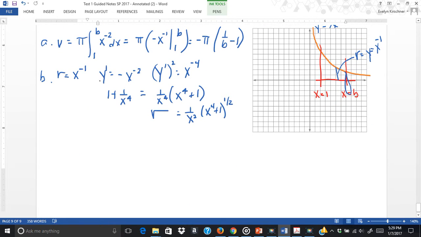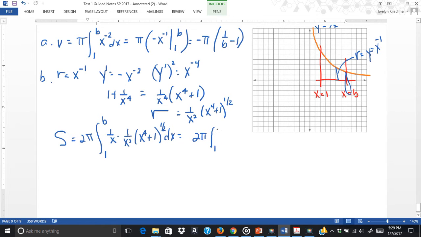So now I know that my surface area is 2 pi, the integral from 1 to b of 1 over x times 1 over x squared times x to the 4th plus 1 to the 1/2 dx, or 2 pi times integral from 1 to b of 1 over x cubed times x to the 4th plus 1 to the 1/2 dx.